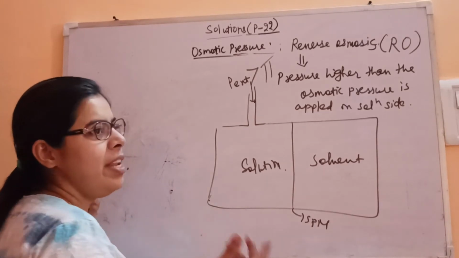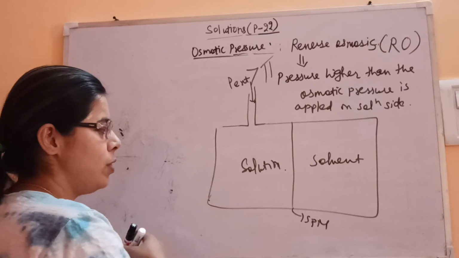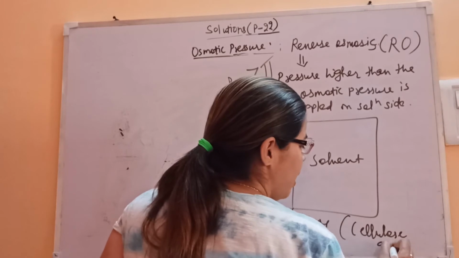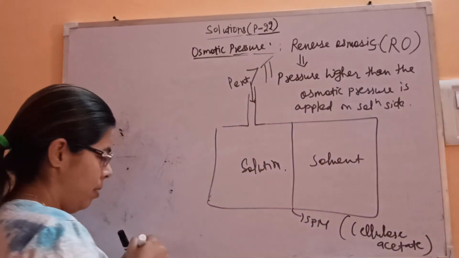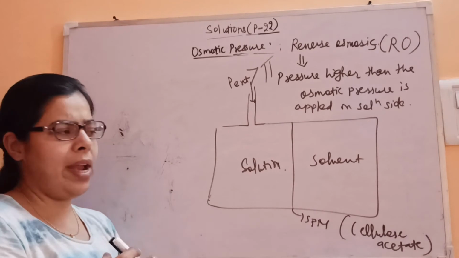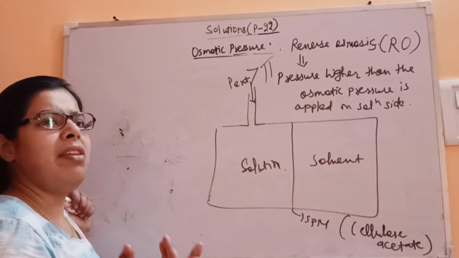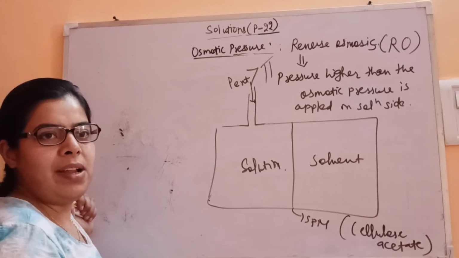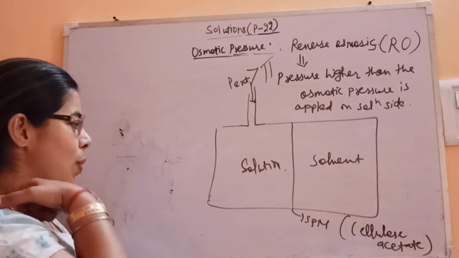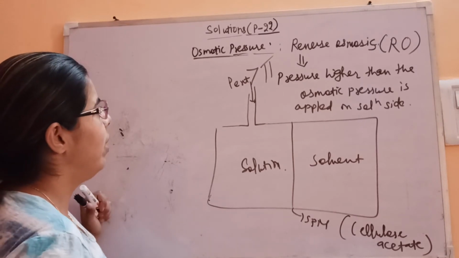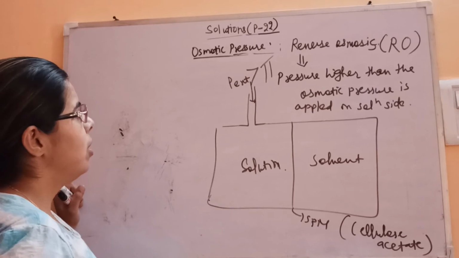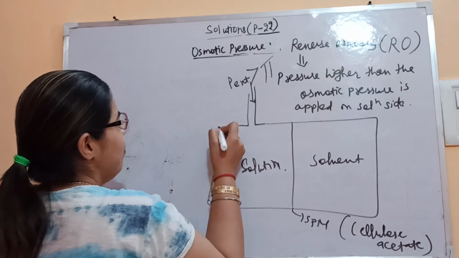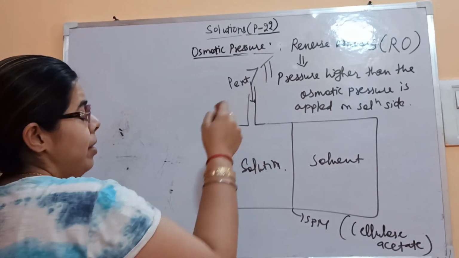Okay, and here a specially designed SPM has to be used, that is basically of cellulose acetate. Cellulose is a polysaccharide, one of the carbohydrates, having an infinite number of glucose units. So that is your cellulose. It's a polymer of carbohydrate. Fine, so many units are attached. So now on this side we are applying more pressure than the osmotic pressure.